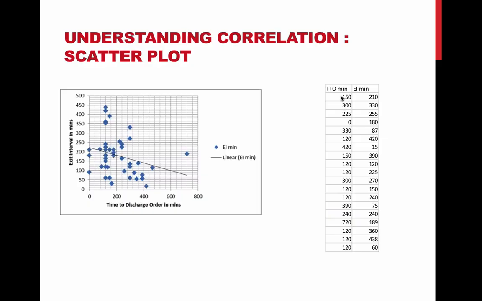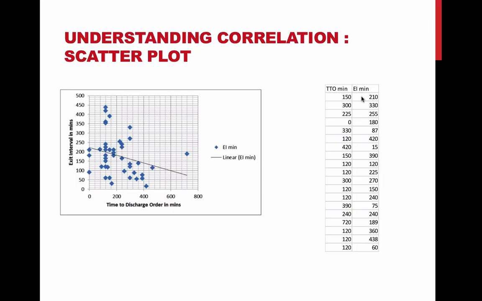So I'm going to calculate the time it takes them to write the order, calculated from 8 a.m. in the morning. If they write their order at 11 a.m., that's 8 a.m. to 11 a.m. That is 3 hours, which is 180 minutes. So that's my time to order. And EI is the exit interval. Exit interval is calculated as the time the order was written to the time the patient actually exited, and that's in minutes. Now what I've done is I have two continuous variables here, right? It's time.